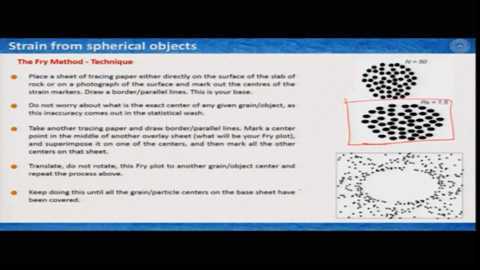You have to first of all trace these individual ellipses, and then you have to mark their centers on a piece of paper, and then with another piece of tracing paper you have to move one point to another point in such a way that once you keep a single point on one center, you mark all the centers visible in the tracing paper.